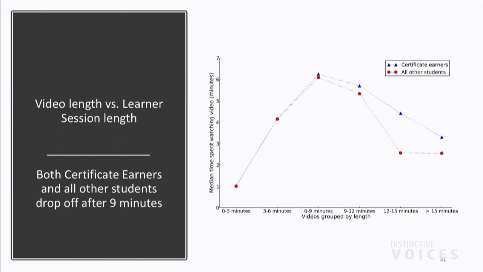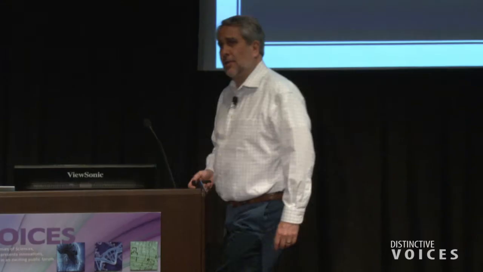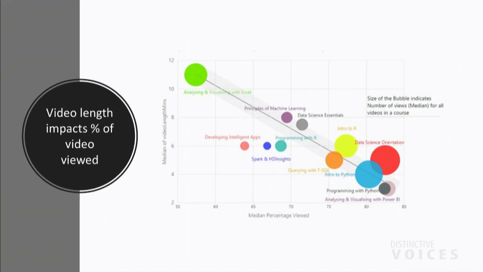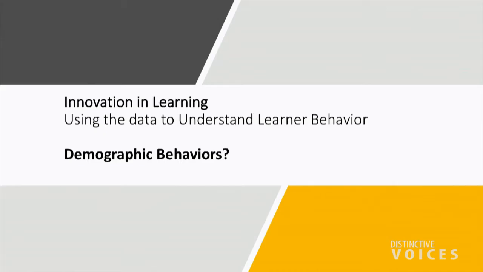It turned out that what we found was people, even the certificate earners, dropped off after 6 to 9 minutes. In other words, the highest correlation was your attention span. And even successful learners dropped out. So we've used the data to really look at learner behavior and video length, and it really impacts the percentage of the video viewed. So if you're designing these courses, we know a lot about that.